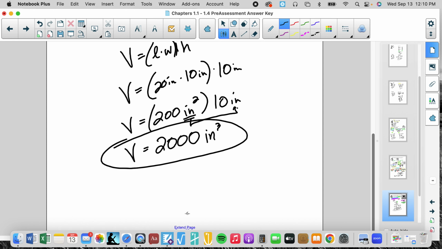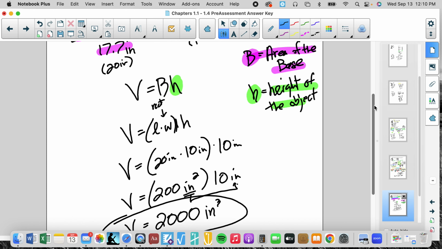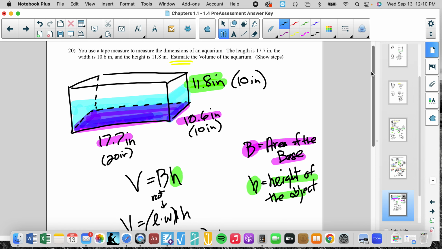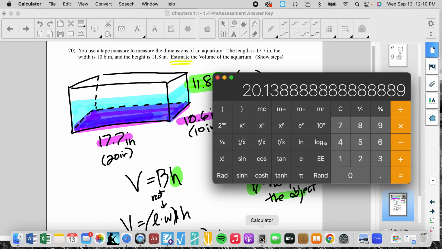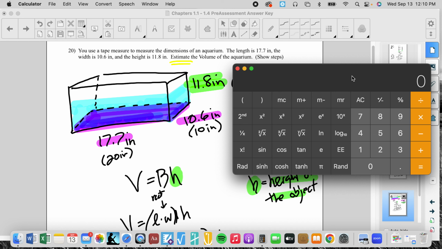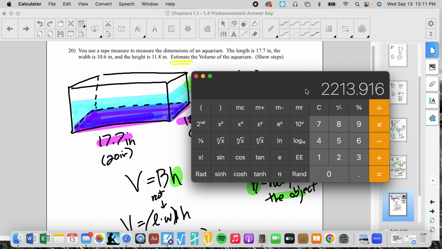is 2,000. Let's do that out with the original values. So we would take the length, which is 17.7, we would multiply that by 10.6. That would be the area of my base. And then we're going to multiply that by the height, which was 11.8. And we get that number, which is close to my 2,000.